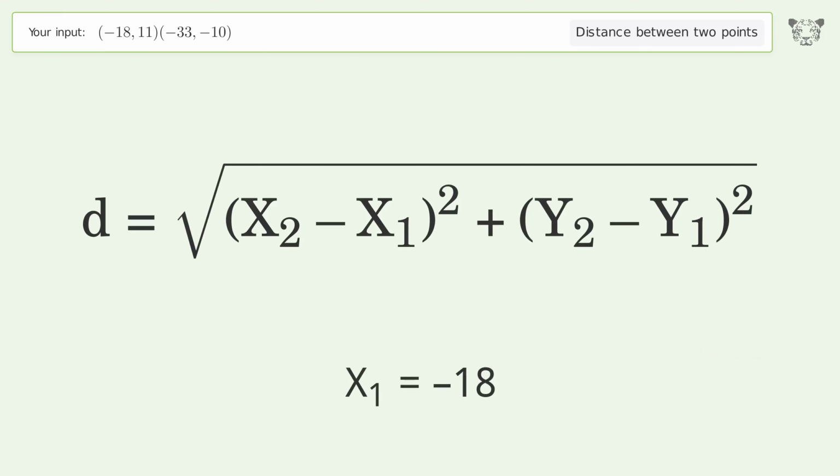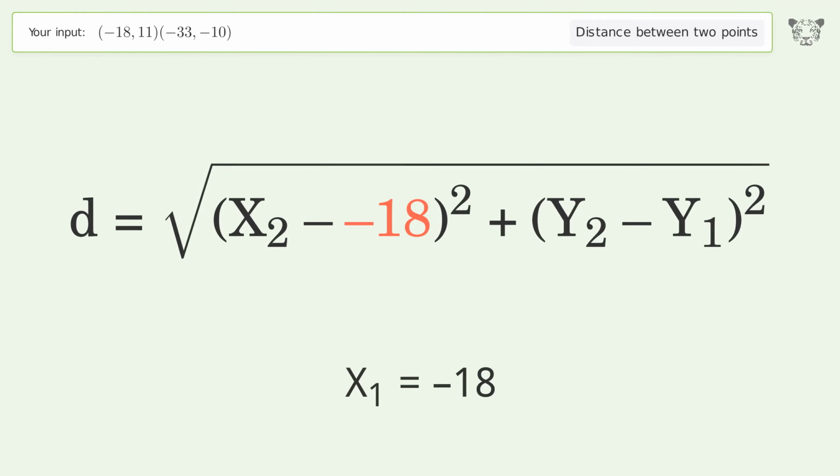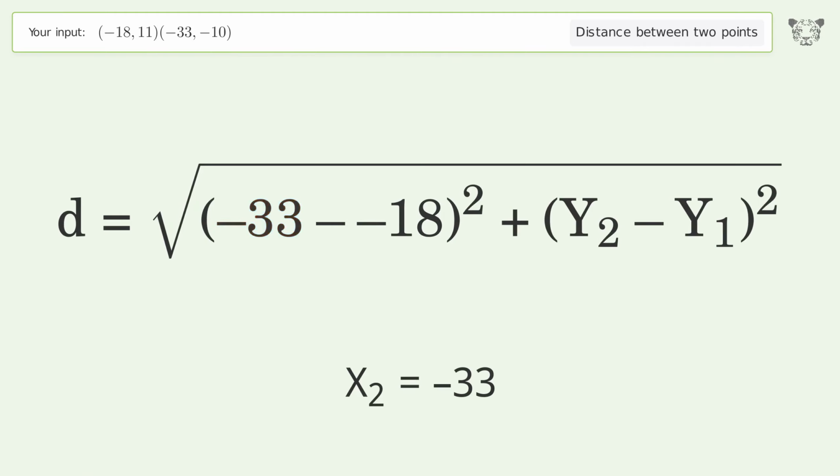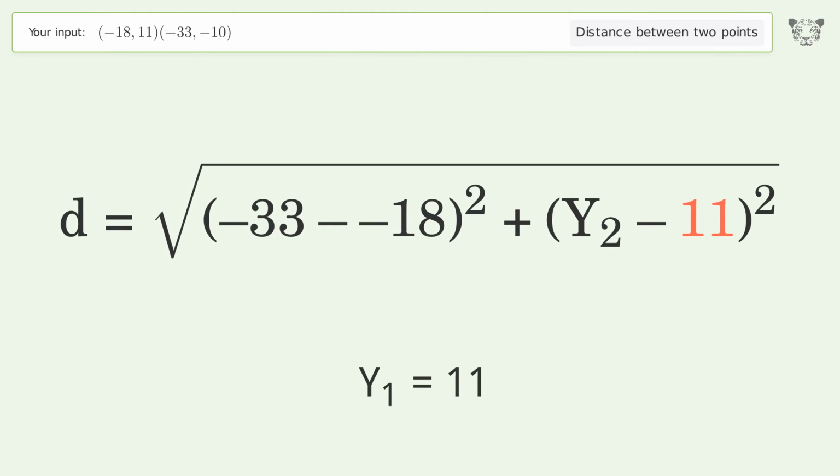x1 equals -18. x2 equals -33. y1 equals 11. y2 equals -10.